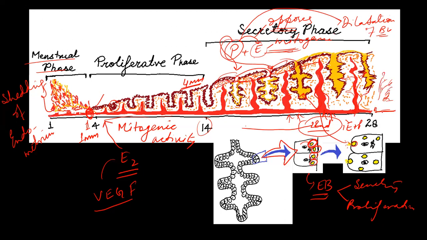This will be the start of, we can say, a new endometrial cycle, a new menstrual phase of the next endometrial cycle. And at the end of the secretory phase, the thickness of the endometrium is roughly around 11 to 14 mm. So this was all about the endometrial cycle.